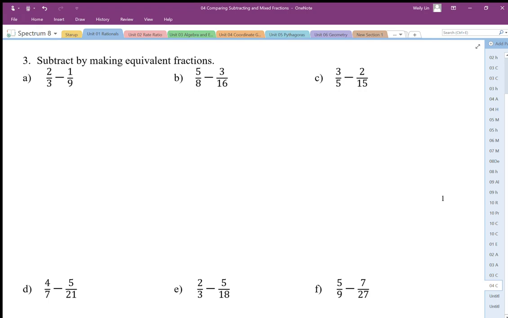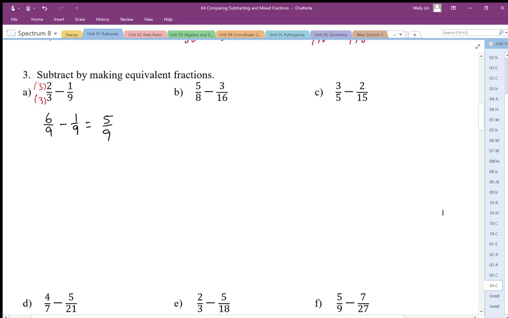So here's some examples of subtracting fractions, and we need to make equivalent fractions here. So again, this idea of a common denominator. Okay, so I want to multiply here by 3, multiply here by 3, and that will give us our common denominator of 9 to allow us to subtract these fractions. Okay, so again, I want to reiterate how I want to see these factors involved when you do this math. Okay, so here we're going to end up with 5 over 9.